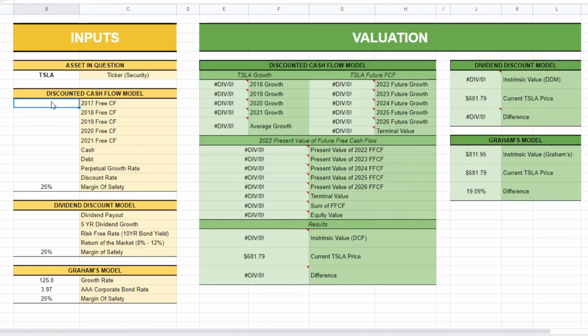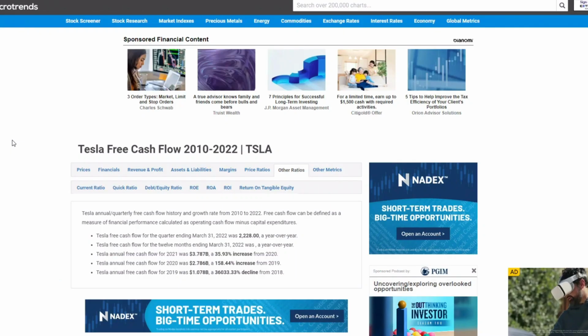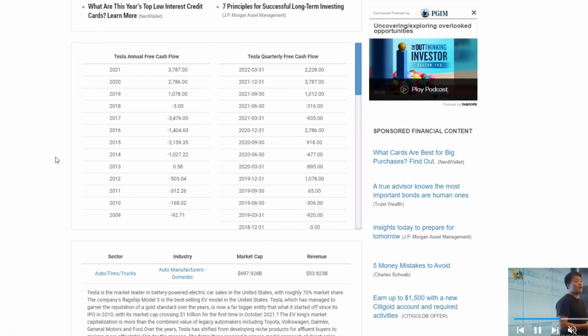And all we need to do to be able to do that is fill out these boxes right here under our inputs. So first off, we need to find out the free cash flow for 2017, 18, 19, 20, and 2021 for Tesla. You can do that very quickly by just typing in Google what Tesla's free cash flow is, and over on Macrotrends for Tesla, they have their cash flow down here, and we're going to pull these numbers. These numbers are in millions, so it would be 3,476 million or 3.4 billion.